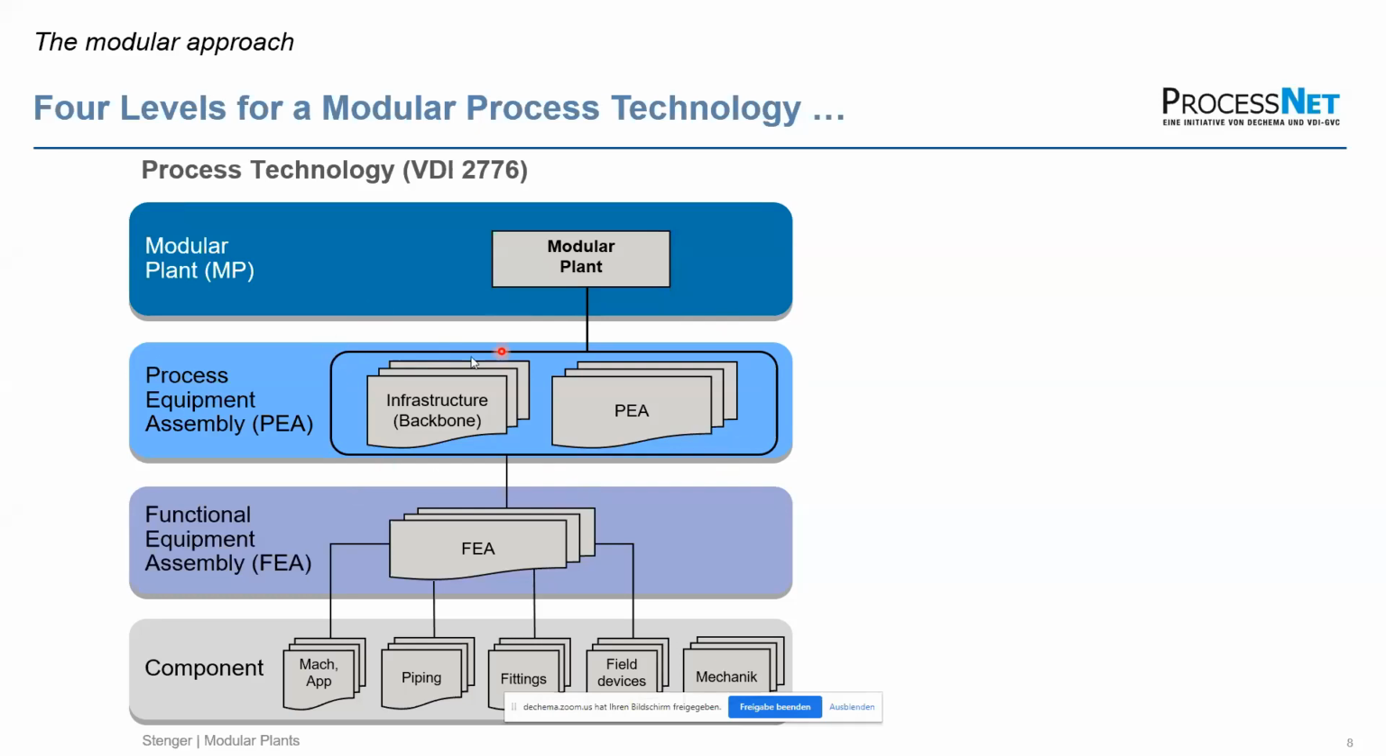Inside these process equipment assemblies, we have some subunits that we call functional equipment assemblies, so-called FEAs, that you can exchange in order to adapt the applicable range of these PEAs in the production and process environment. And of course, these FEAs consist of components, machineries, pipings, fittings, and so on. So these four layers form the basis of modular process technology, and this is written down in that standardization work that you can follow up under these numbers.